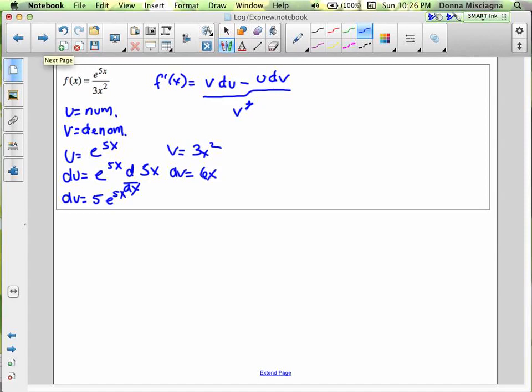So our derivative, f prime of x, hopefully I have enough space, is equal to the derivative of the denominator, which is 3x squared times the derivative of the numerator, which is 5e to the 5x, minus the numerator, which is e to the 5x, times the derivative of the denominator, which is 6x. I'm going to write the 6x first. 6x, and then e to the 5x. All divided by the denominator squared. So 3x squared, squared. Let's simplify this.